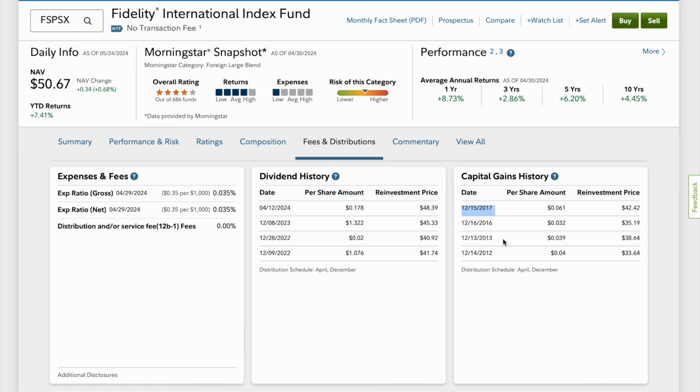But the history is not good. It shows 2012, 13, 16, and 17. So it doesn't seem as consistent. But the dividend history seems to be in the last couple of years. Definitely something to think about when you're investing in this Fidelity International Index Fund.